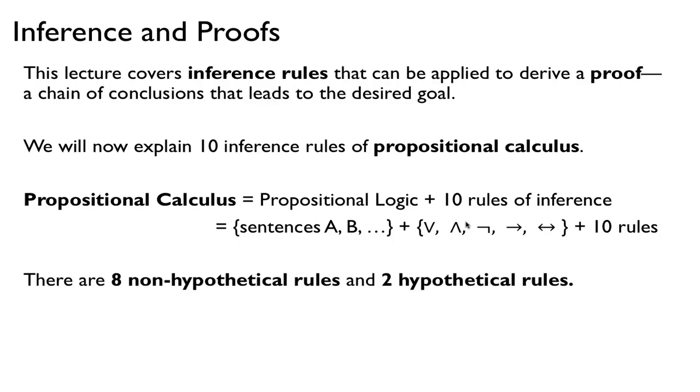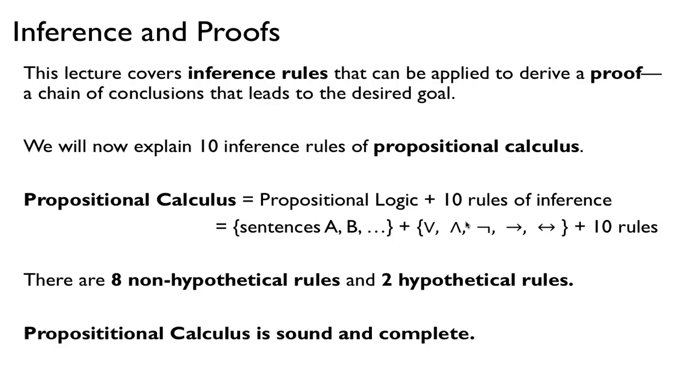So there are 8 non-hypothetical rules and 2 hypothetical rules that we'll learn, and then we can use these rules to derive conclusions. And again, we won't really go into this, but propositional calculus is sound and complete. In other words, by having these 10 rules of inference, everything is sound, and we also have completeness.